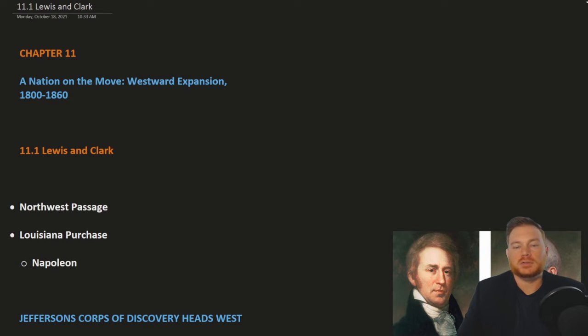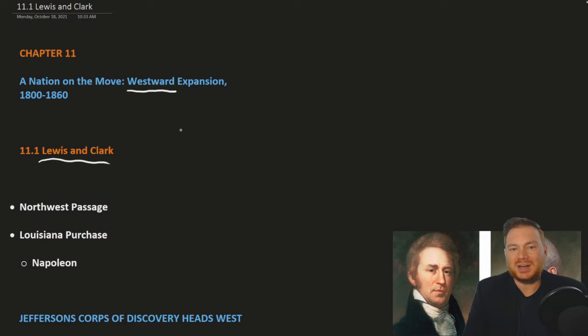All right. This is OpenStax U.S. History, Chapter 11, A Nation on the Move, Westward Expansion, 1800 to 1860. Here we'll be looking at Section 1, Lewis and Clark. So this chapter, as you can see in the title, is really about the United States expanding westward.